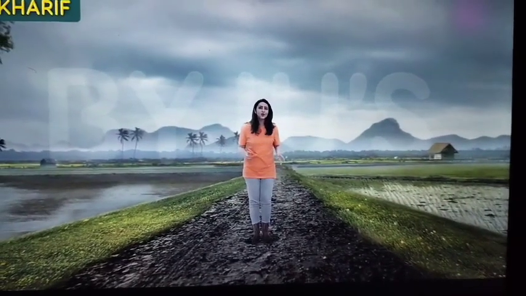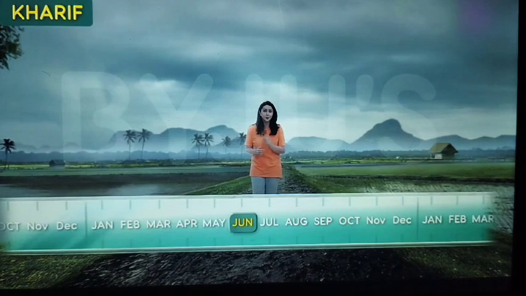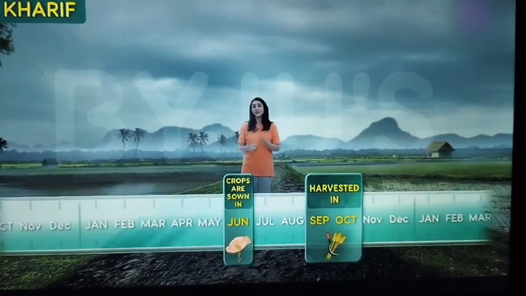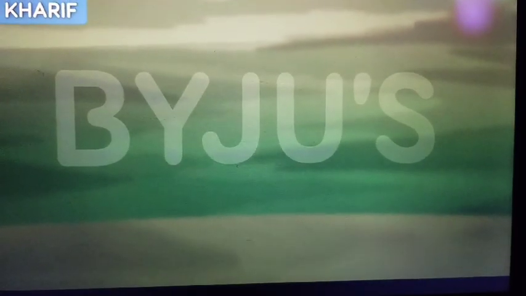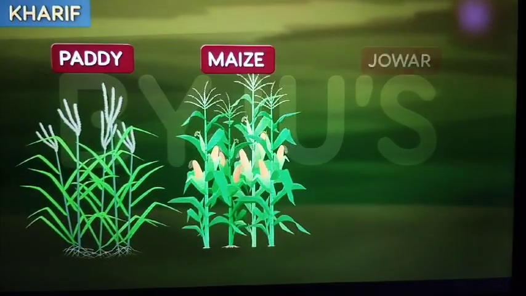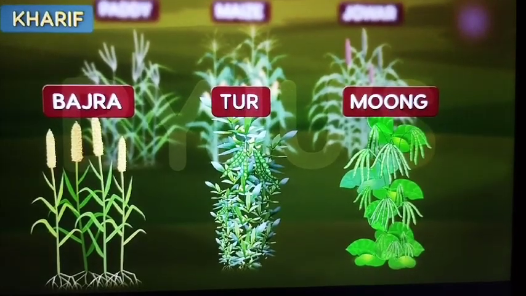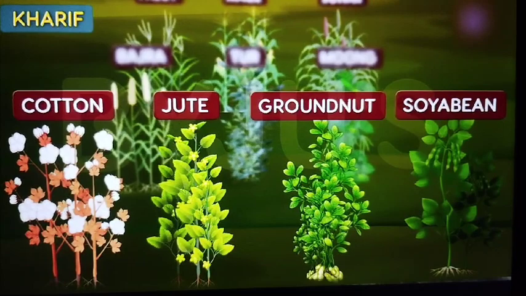Kharif crops are sown during the onset of the monsoon season around the month of June and harvested at the end of this season during the months of September and October. The major crops cultivated in this season are paddy, maize, jowar, bajra, tur, moong, cotton, jute, groundnut, and soybean.